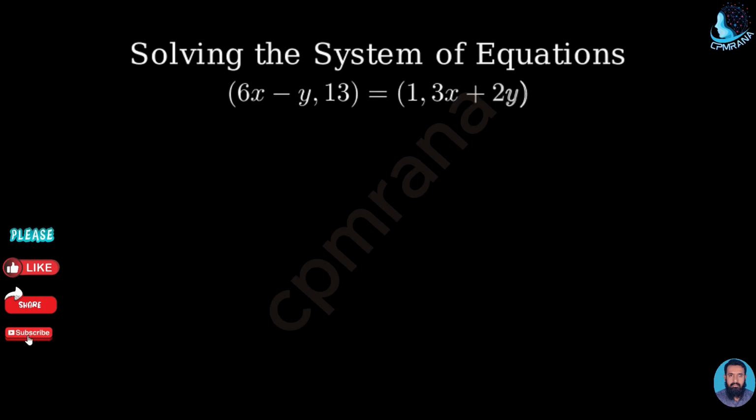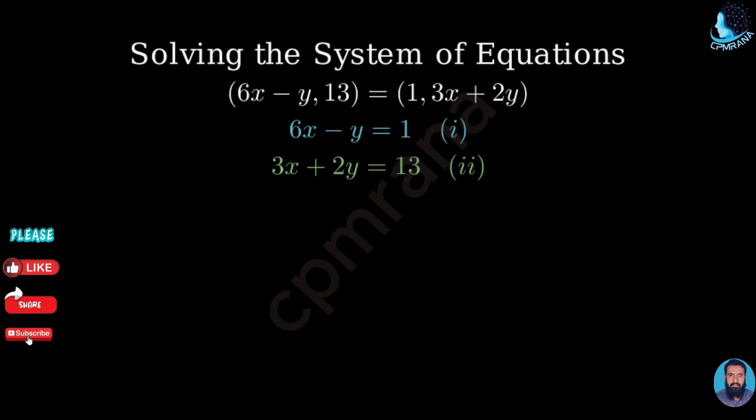We will solve the equation given by the following conditions. From this, we can derive two separate equations. The first equation is 6x minus y equals 1, which we will label as equation 1. The second equation is 3x plus 2y equals 13, which we will label as equation 2.